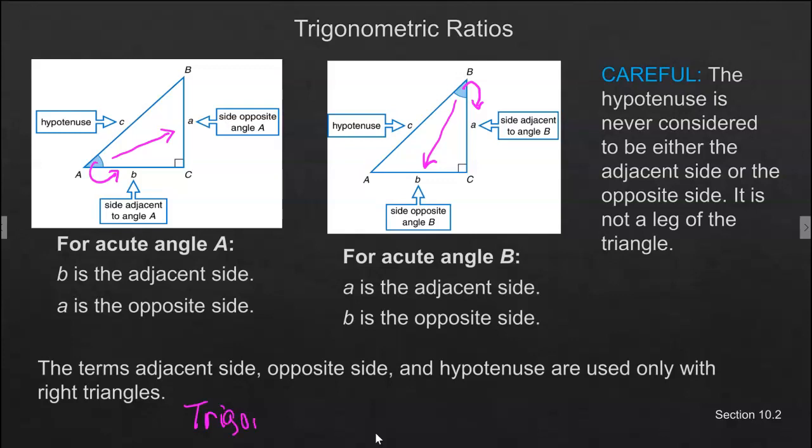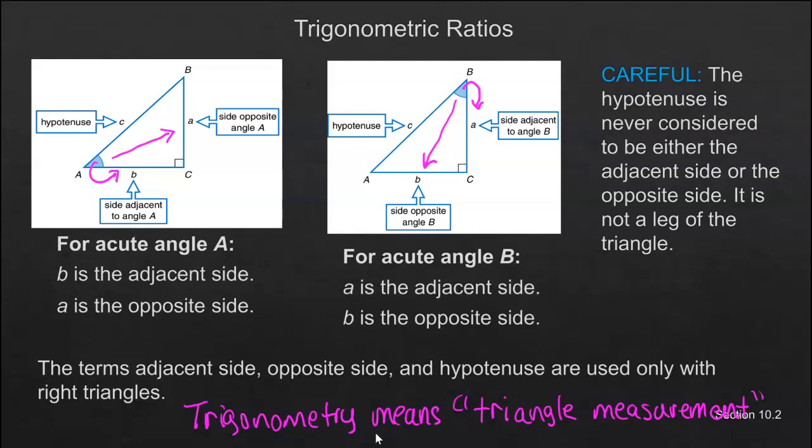trigonometry means triangle measurement. So it doesn't sound so complicated when you say it that way. Triangle measurement, that's what it means. So I just want to throw that in. I had it in my notes and then I forgot to say that.